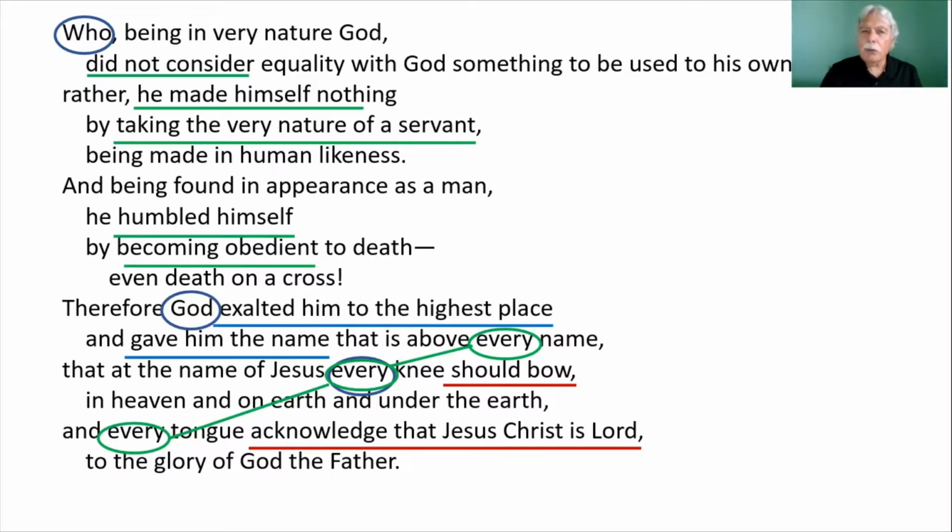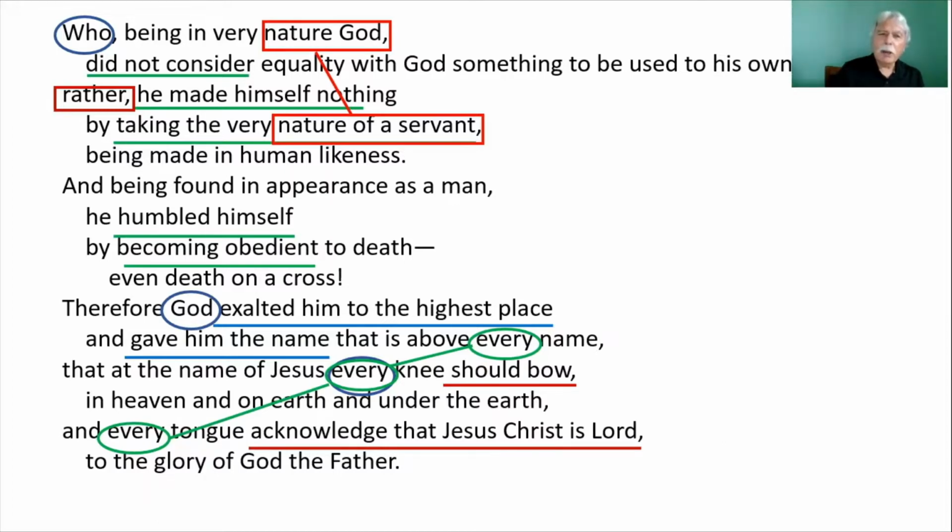Well, I would also look for contrasts. And to do that, notice this word rather. That word signals to me that there's a contrast here. What's being contrasted? You see it? Well, the nature of God is being contrasted with the nature of a servant. Well, there's probably some other things being contrasted there too, and you can look for those.